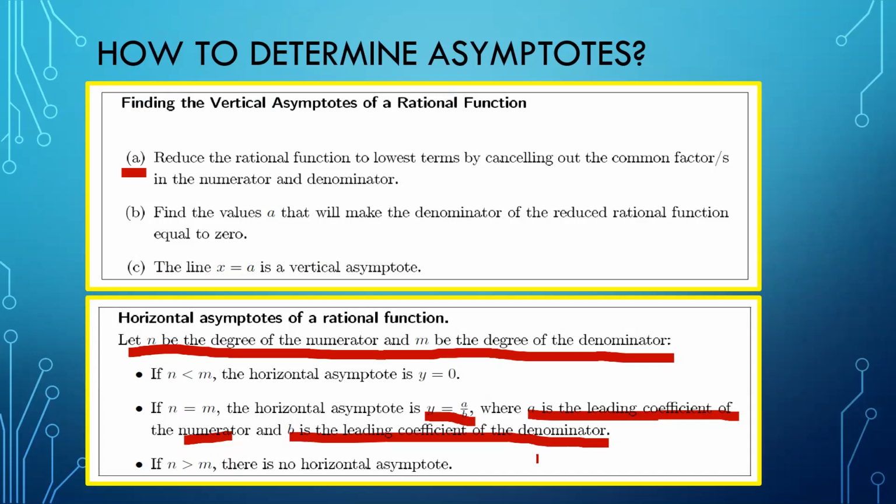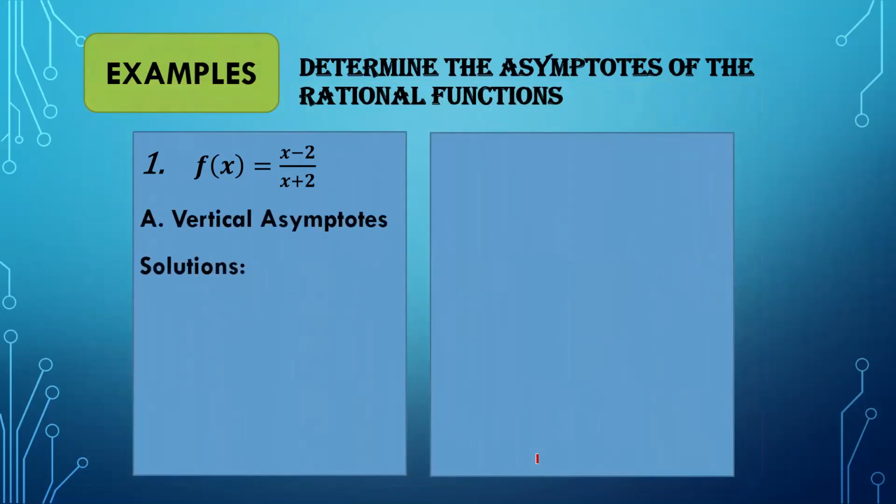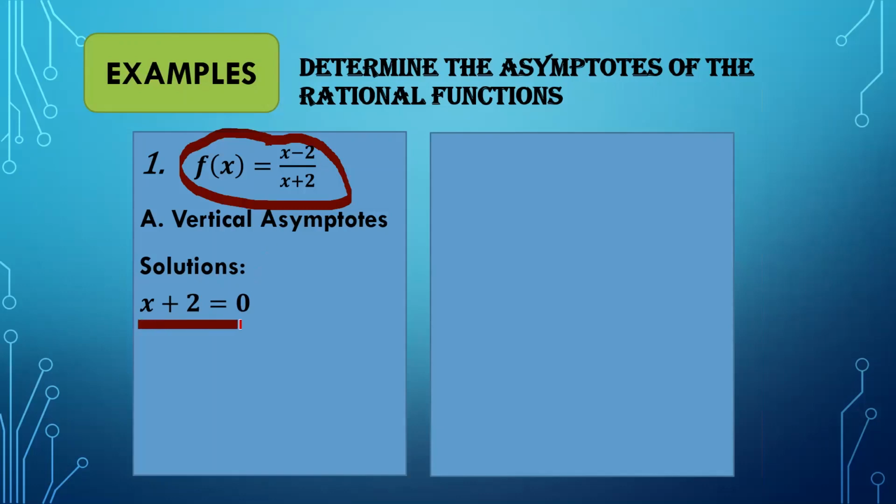To further understand what we mean by asymptote and how to determine it, we have here an example. f of x equals x minus 2 all over x plus 2. Vertical asymptote solutions. Since the given function f of x equals x minus 2 all over x plus 2 is already in reduced form, we cannot cancel any factor. Therefore, we will take the denominator.